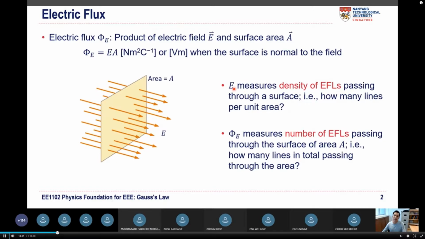The electric field E, as we discussed, measures the density of the electric field lines passing through this surface. How many lines per unit area would be passing through there? Then when you multiply it by the area, we can see that the flux measures the total number of electric field lines.